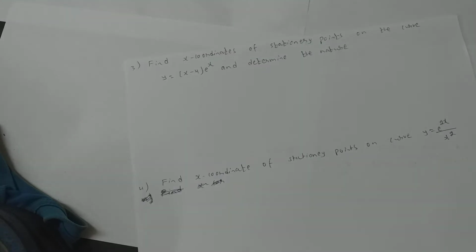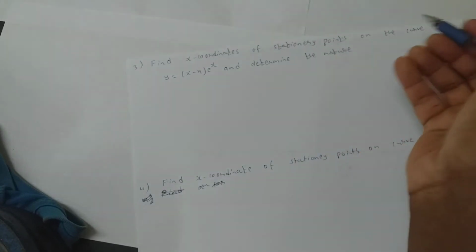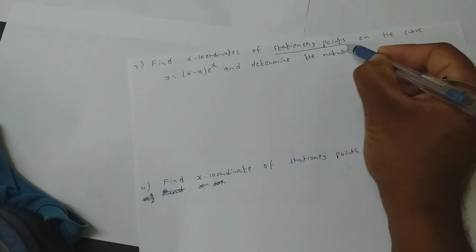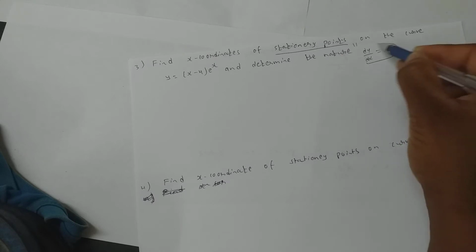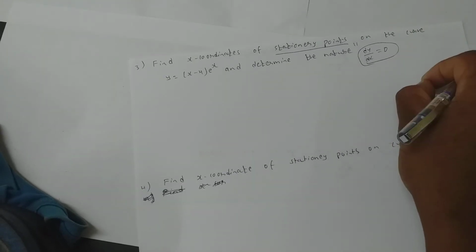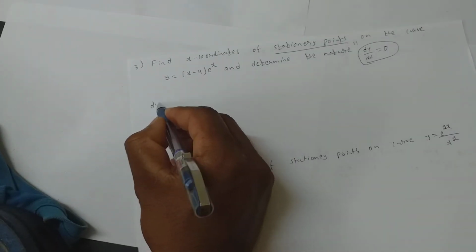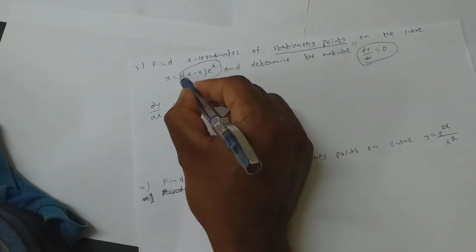Let us look at the next sum. Find the x coordinate of the stationary point on the curve and determine the nature. Stationary point means dy by dx equal to 0. If you get this idea only, then you can proceed to the next step. Now to find dy by dx, what is the catch here? The catch is the UV rule you need to apply.